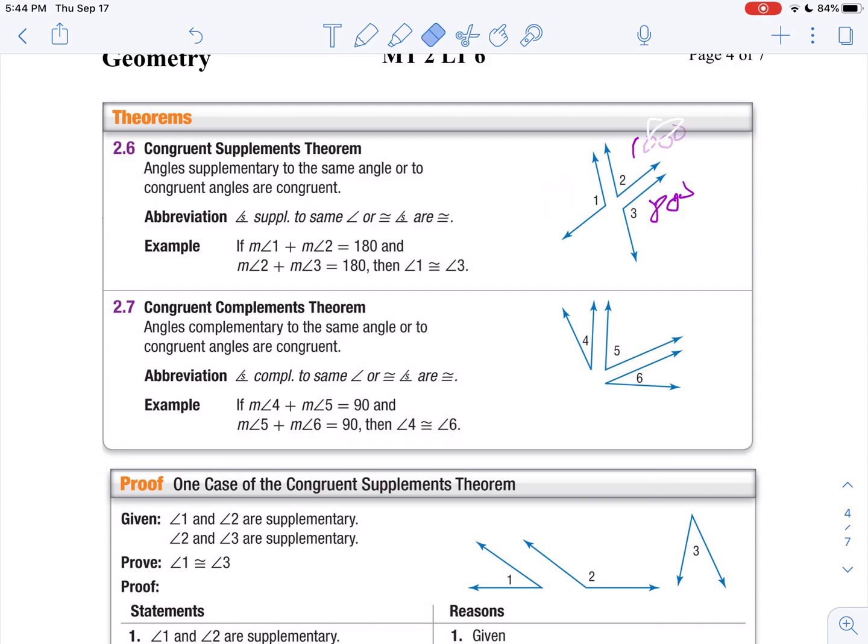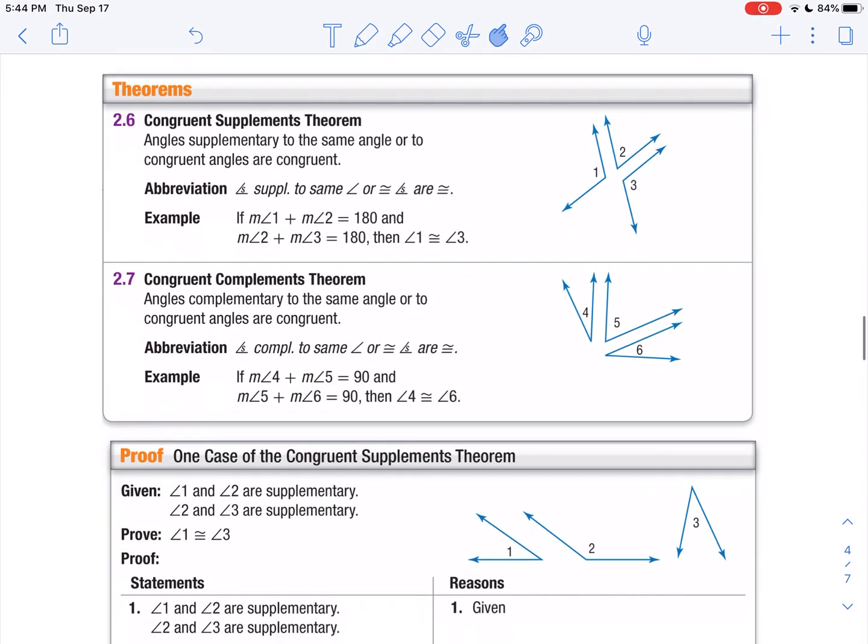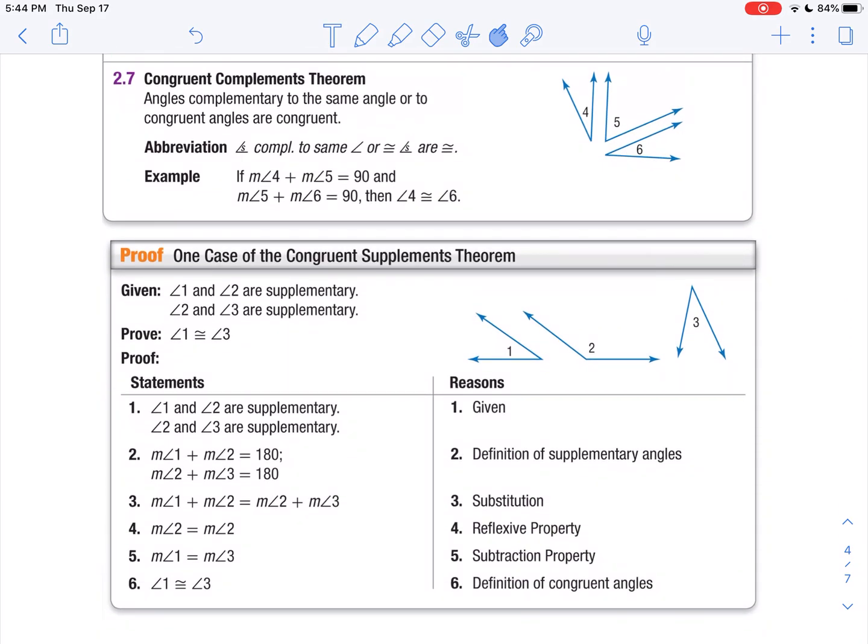And the congruent complements theorem is the same thing. It says, hey, if you've got two angles that are complementary to the same angle, those two angles are congruent. Here's the proof of it. And it's pretty much what we just did with numbers, except we generalized it.